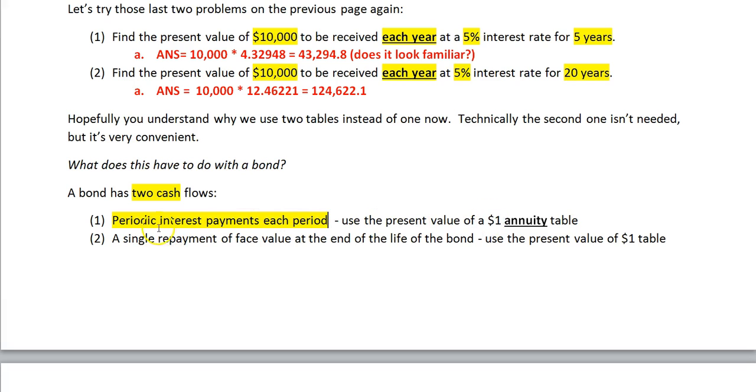So if we're doing the periodic interest payments, we have to use the annuity table, the second one, the one with numbers greater than 1 on it. But the face value, the single repayment of face value at the end of the life of the bond, we're just going to use the present value of $1, the first table.